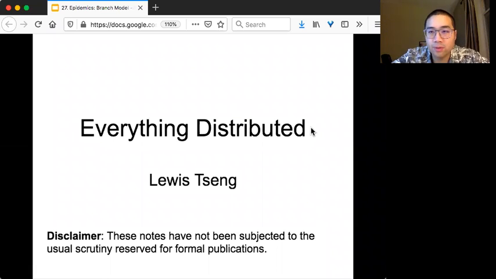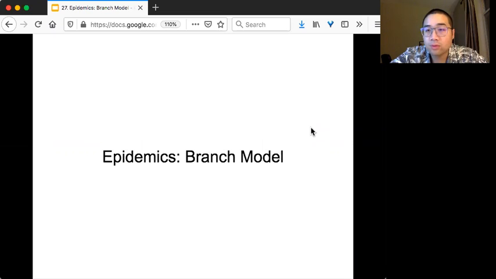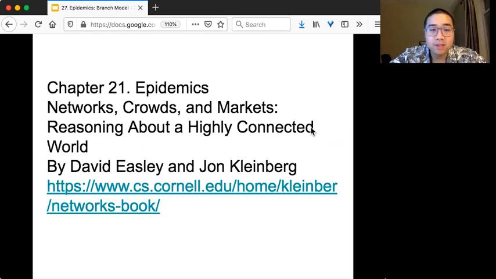Welcome to Everything Distributed. Today, I'm going to talk about one very simple idea in network science, and it's very related to COVID right now. It's on epidemics, and I'm going to talk about the branching model. The content is based on one subsection of chapter 21, Epidemics, inside this great book, Networks, Crowds, and Markets: Reasoning about a Highly Connected World. It talks about the intersection of network science and algorithms. It's very easy to read and I highly recommend it.